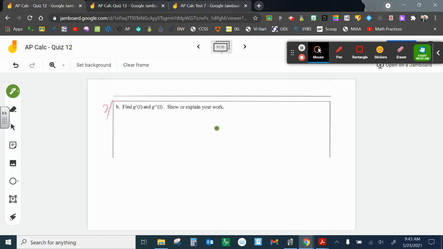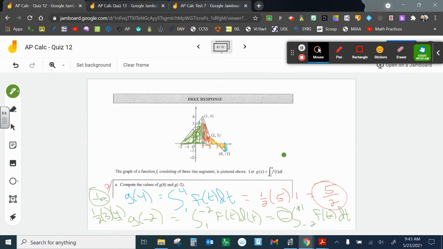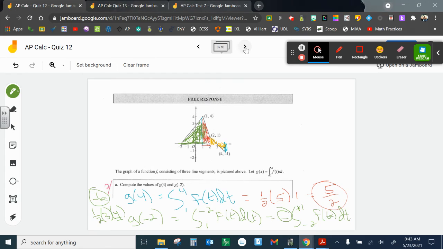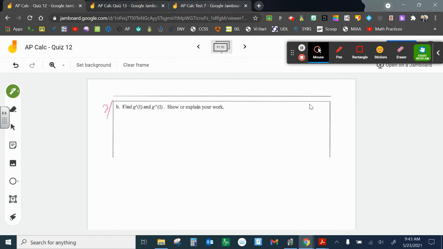All right, so let's go to part B. This is worth 2 points. So now it wants me to find the value of the derivative at 1 and the value of the second derivative. And I don't have that written down. Let's bring this over. We probably know what the original function is. Should be able to sneak it right here.